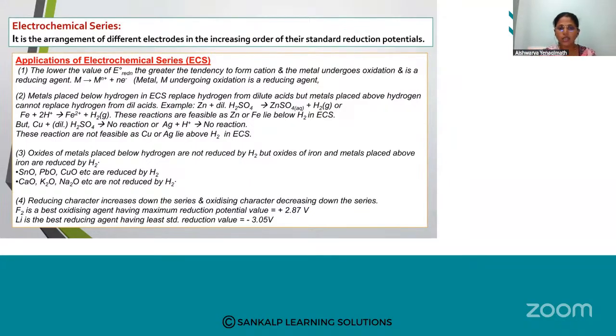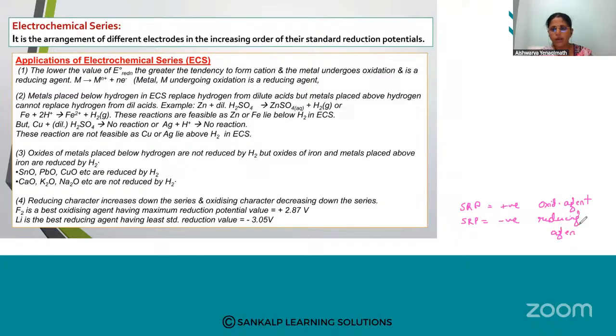I'll show you the electrochemical series. At the top, what are the values? At the bottom, what are the values? And top and bottom is separated by hydrogen. I'll show that. F2 is the best oxidizing agent, having maximum reduction potential of plus 2.87. Positive value means it is a best oxidizing agent. Please mark this point. If you are having SRP value positive, it is a best oxidizing agent. If the SRP value is negative, it is the best reducing agent.